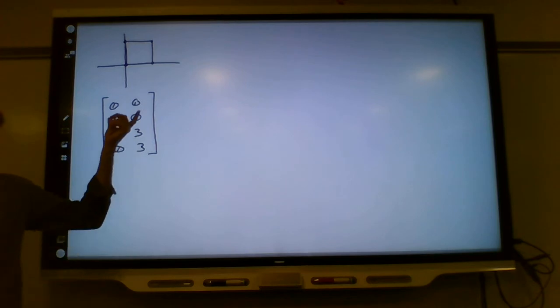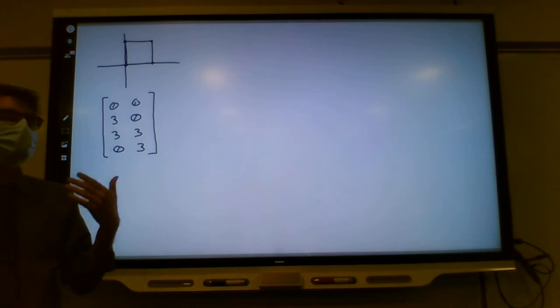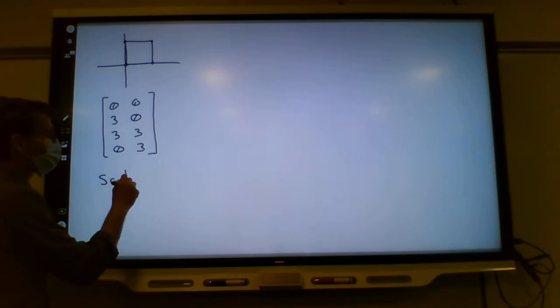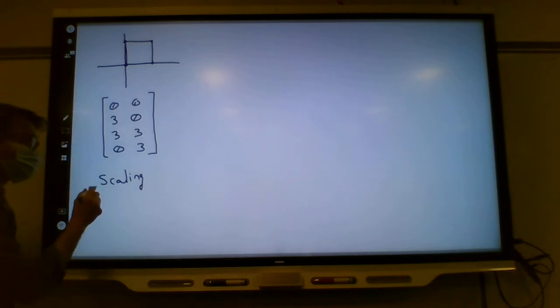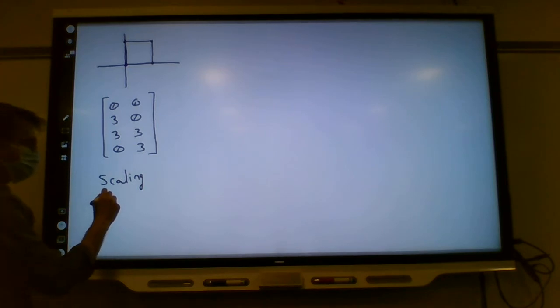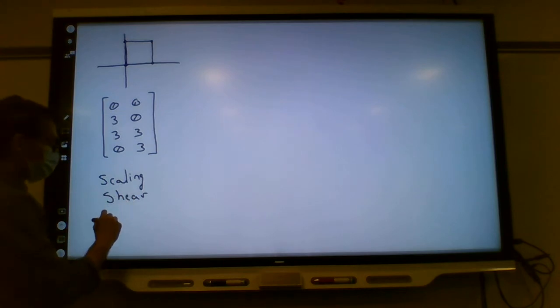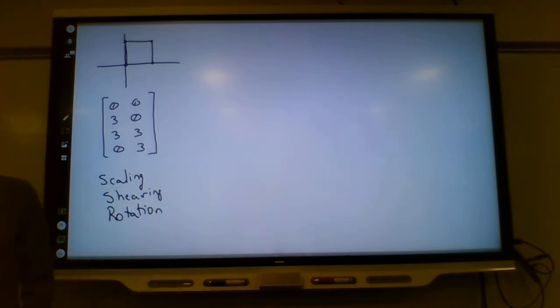So, what kinds of changes were we able to do to this? The kinds of changes we were able to do to this with matrix multiplication, we could do scaling. Before we did rotation, we did shearing. Right? We did shearing. And then we talked about rotation. And all three of those we can do with the appropriate matrix multiplication.